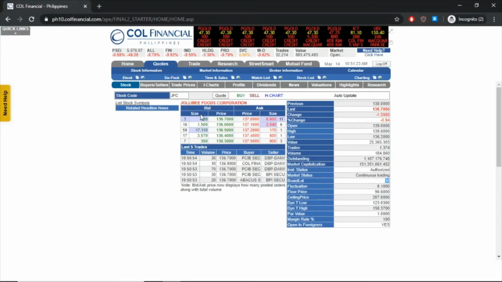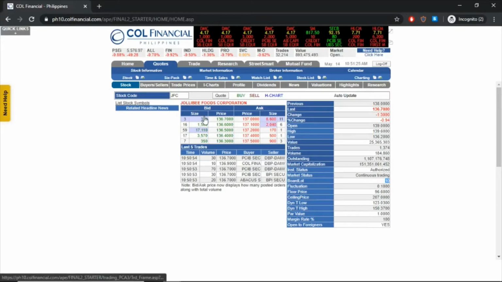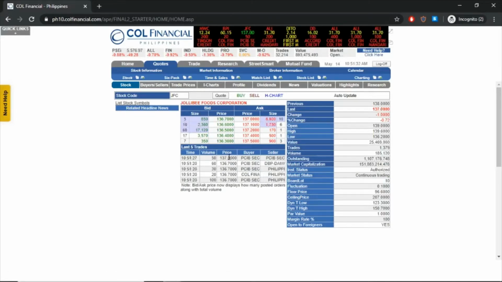When we say a board lot, it is a standardized number of shares defined by a stock exchange as a trading unit. In most cases, this means 100 shares or more. At some trading venues, the board lot equals more than 100 shares. So here with JFC, you are only required at least 10 shares before you can participate in buying some of their stocks. In some other, let's say I go to DD.